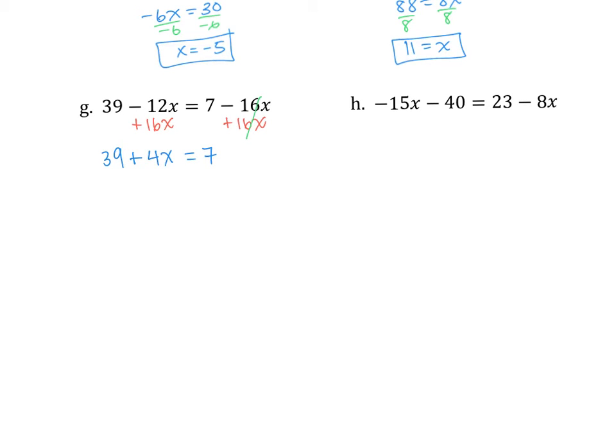Okay, now I can solve. Minus 39. Okay, 4x equals 7 minus 39. That's negative 32. Okay, so I got x equals -8, and if your steps are in a different order, we should still get the same answer.